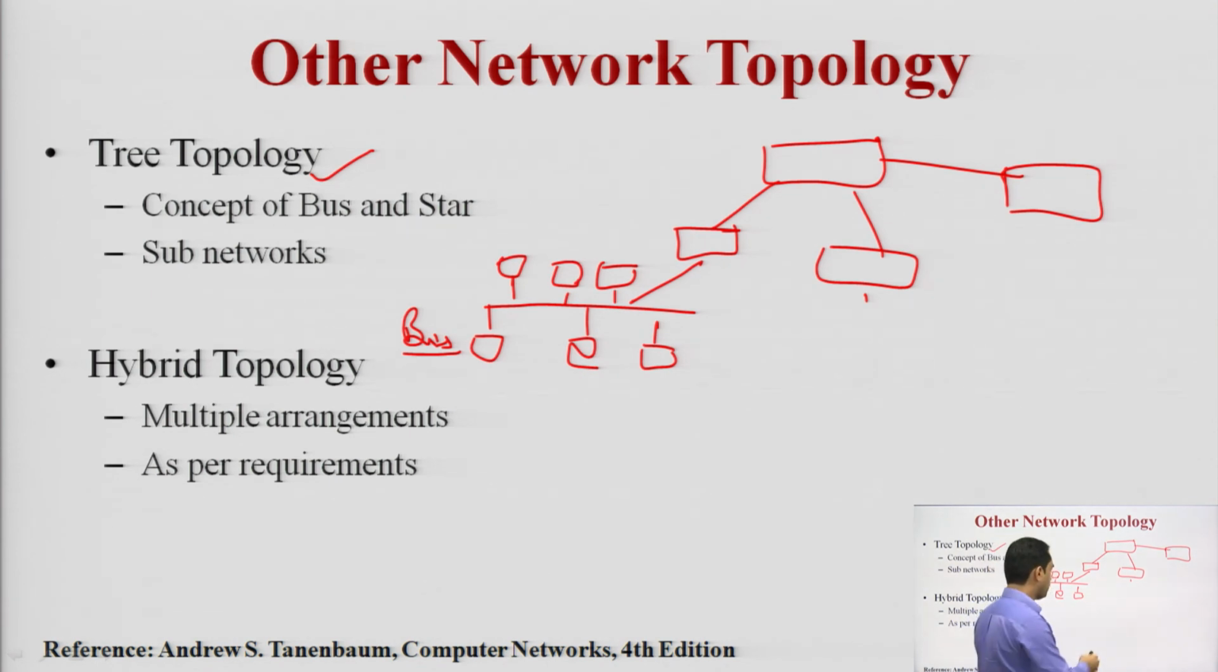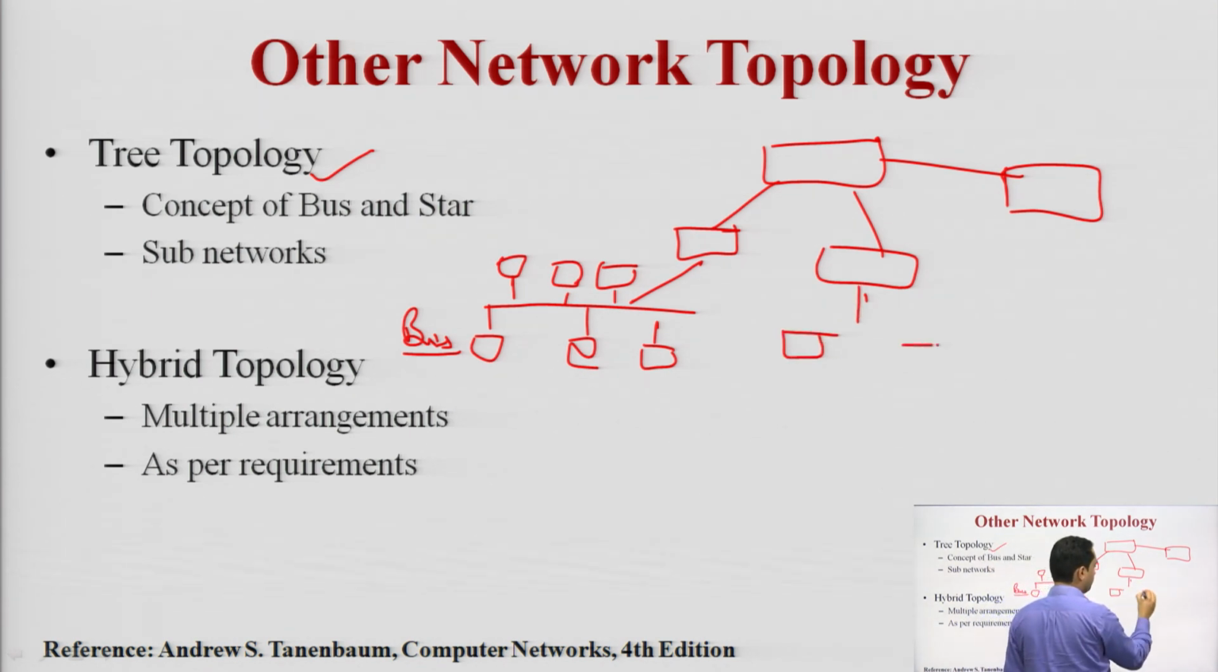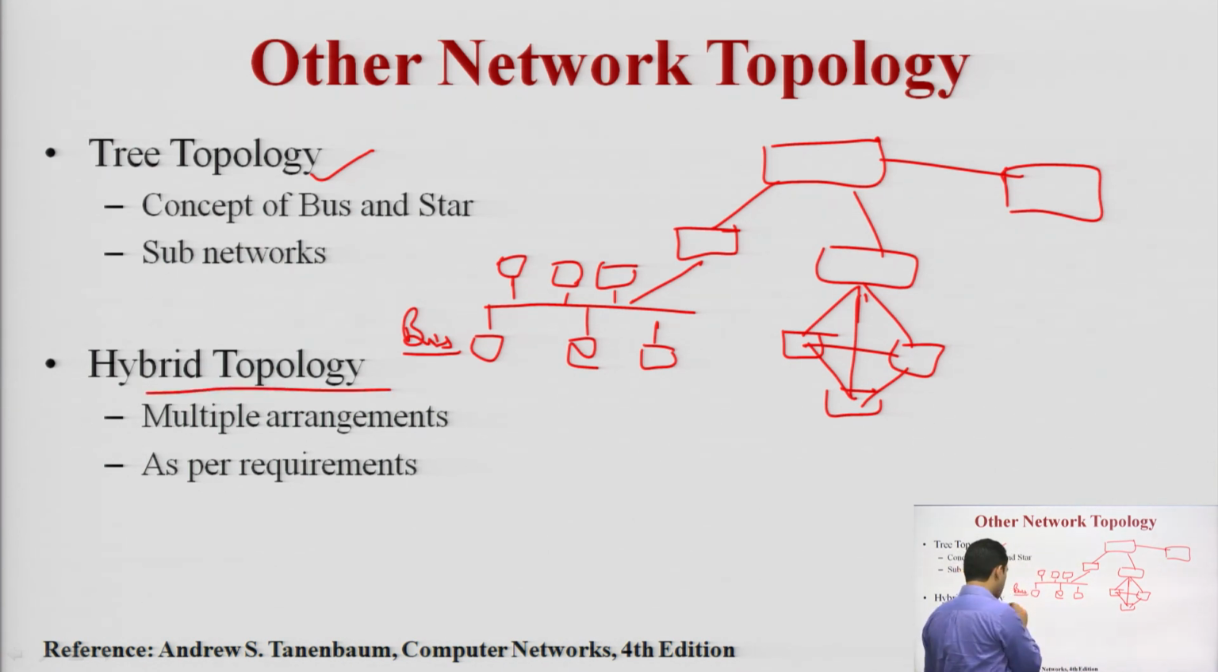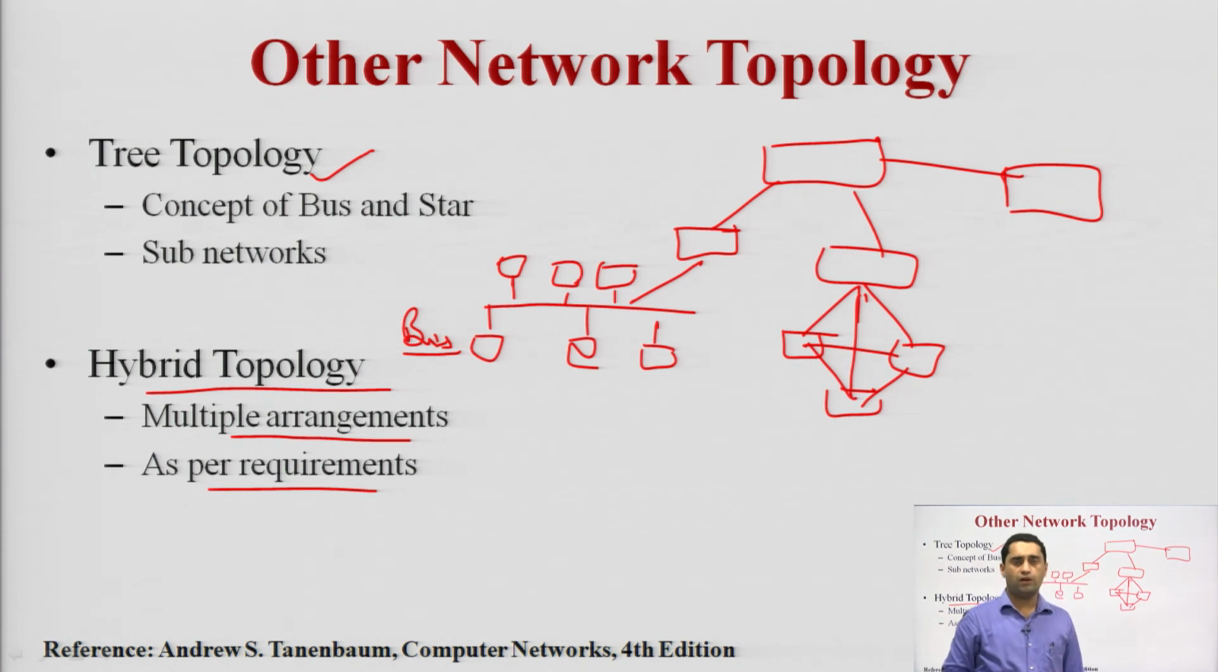And if we are using other devices which are connected like this, this is a mesh and the above one is the star. So, this combination is basically the hybrid topology. Hybrid topology says we are talking about multiple arrangements as per the requirement. So, I hope now you are able to understand what exactly the topology is, how the devices are organized in a particular network. This is basically my topological structure.